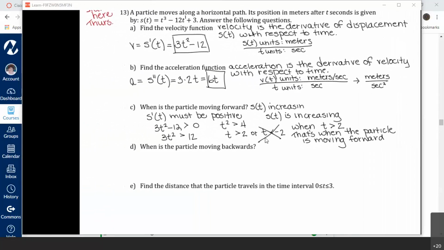Can anybody think of another way I could have done this? How else could I have found the values of t for this part C? In part C, can anybody come up with another way to do it besides algebraically? No?